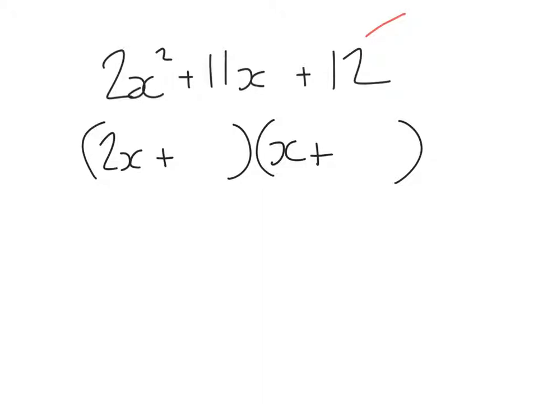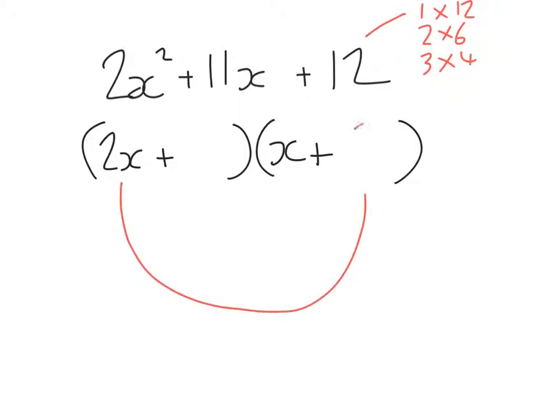So the factors of 12 are going to be 1 times 12, 2 times 6, 3 times 4. And we're going to have to do a bit of trial and error with this. We're going to draw in a smiley face between the 2x and whatever we're going to put in here, and between whatever we're going to put in here and the x. And what we're going to do each time is whichever factor pair we put in place of the question marks, we're going to multiply this by the x, the 2x by this, add them together and see do we come up with 11x.